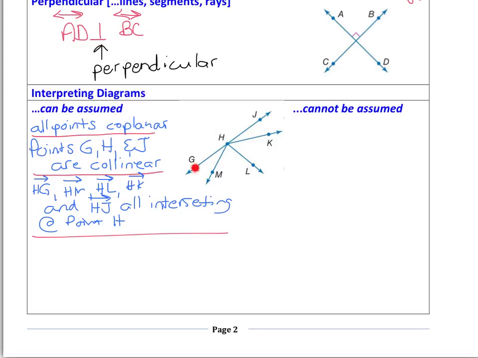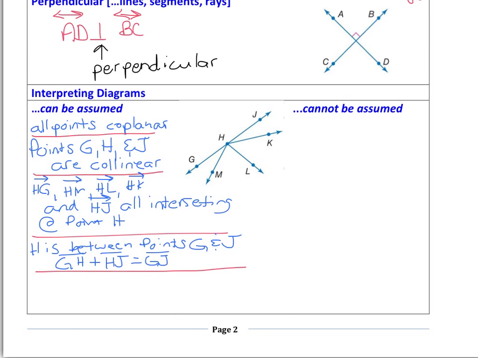Since this is a line here, GJ is a line going infinitely in both directions, and we have a segment in between G and J, we can assume, looking at this diagram, that H is between points G and J. And that lends itself to the segment addition postulate, such that GH plus HJ is going to equal the length of GJ, and these are all segments.